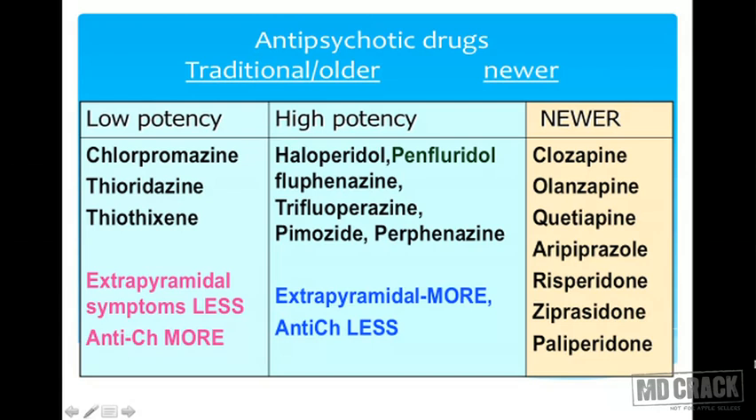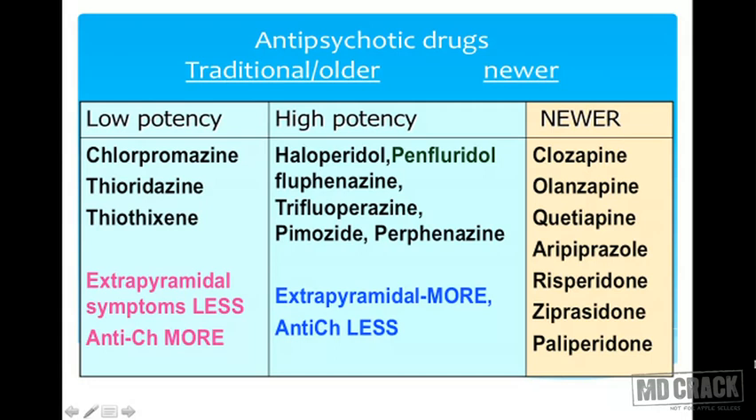We go to the last column now. Have a look at the slide, and all these names are going to be extremely important for you. So please have a look at the slide. The newer agents. Let's have a look at the names. Clozapine, olanzapine, quetiapine, aripiprazole, risperidone, ziprasidone and paliperidone.